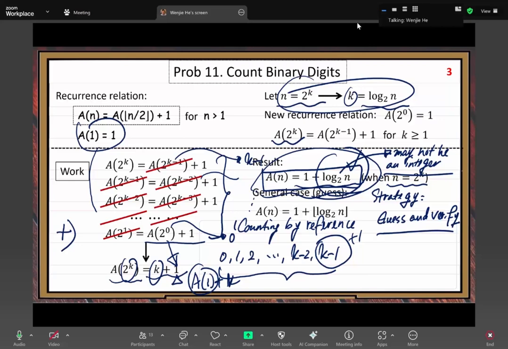Two simple ways: floor function, ceiling function. Round it down or round it up. These two ways. But which way?